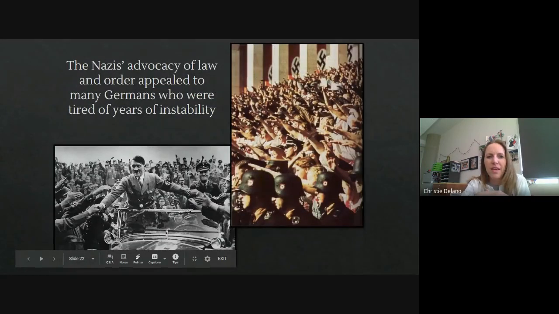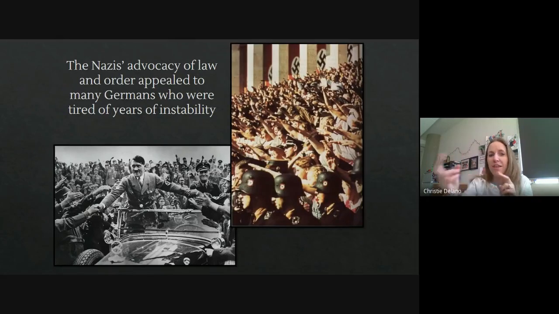And one of the things that the Nazis really advocated for was their version and their vision of law and order. And in a period of time that was very unstable, politically and economically, this idea of law and order, after years of instability, appealed to a lot of people.